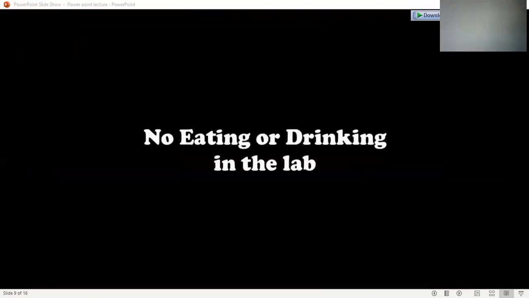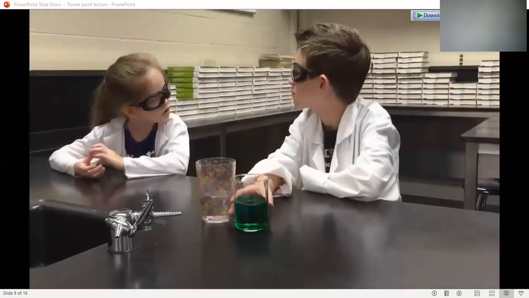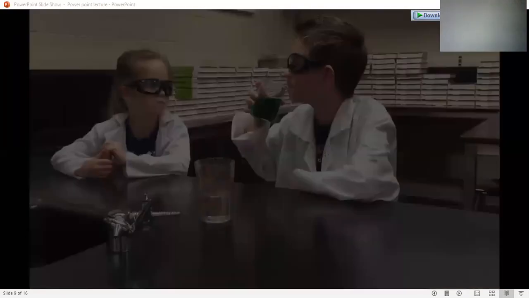Eating and drinking are strictly prohibited in the lab. Absolutely no eating or drinking is permitted in the lab. See why? During experiments, you will be working with some very poisonous chemicals. If you accidentally eat or drink a poisonous chemical, you can become very sick. No eating or drinking will be tolerated.